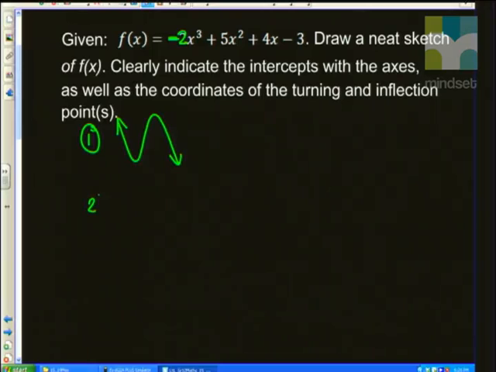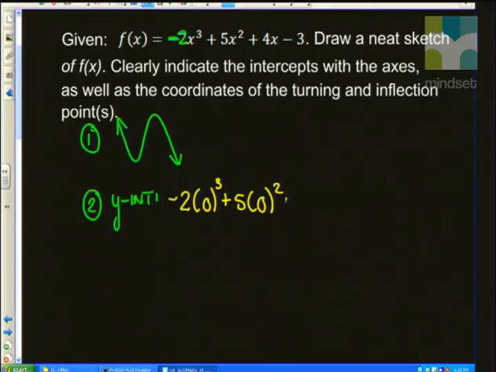Step number 2, let's quickly establish our y-intercept. Y-intercept is always quite nice and easy because all we have to do is let x equal 0. And if I let x equal 0, I would have negative 2 times 0 cubed, 5 times 0 squared, 4 times 0 minus 3, which means that everything cancels out, and we are left with y equaling negative 3. So that's our y-intercept, done.